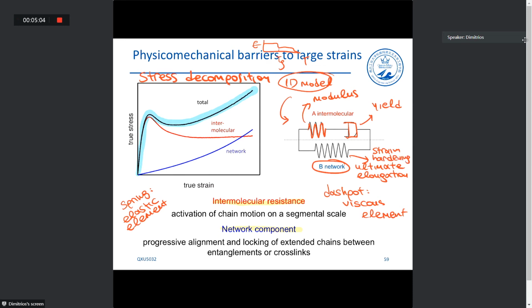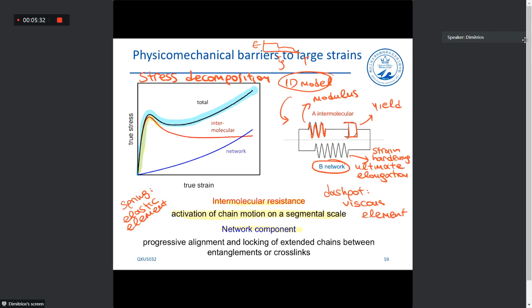Okay, so you can realize that the intermolecular contribution to the stress strain curve is all the way up to, why is this that? Okay. Is all the way up to this region, let's say, where we have an activation of chain motion on segmental scale.